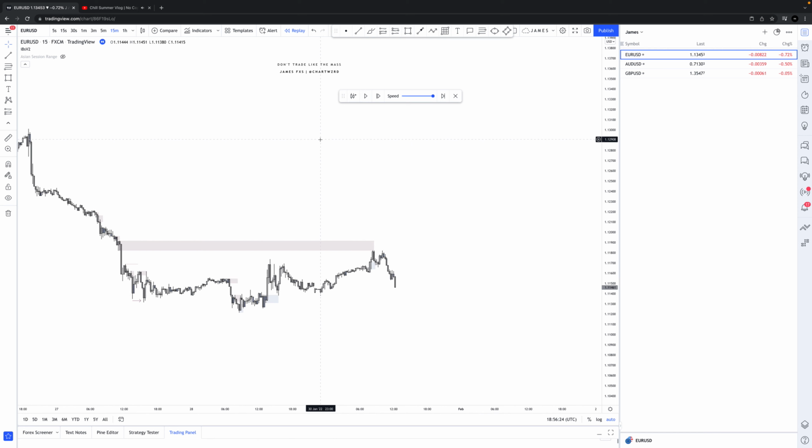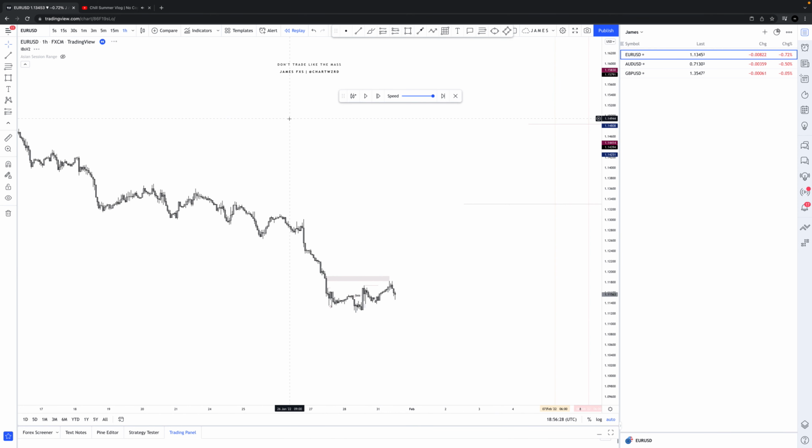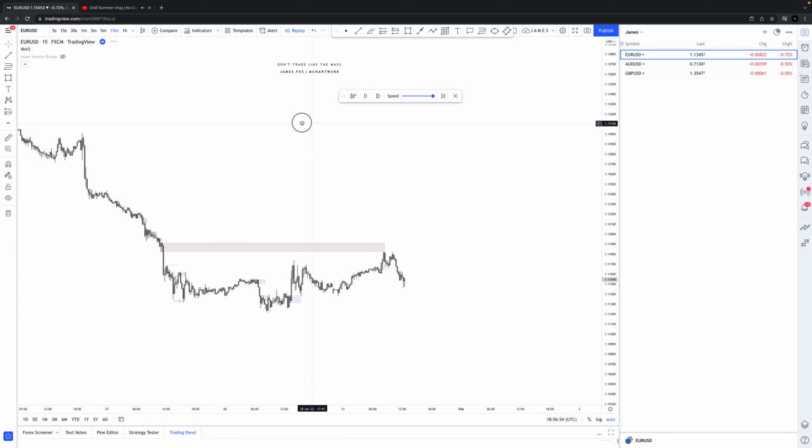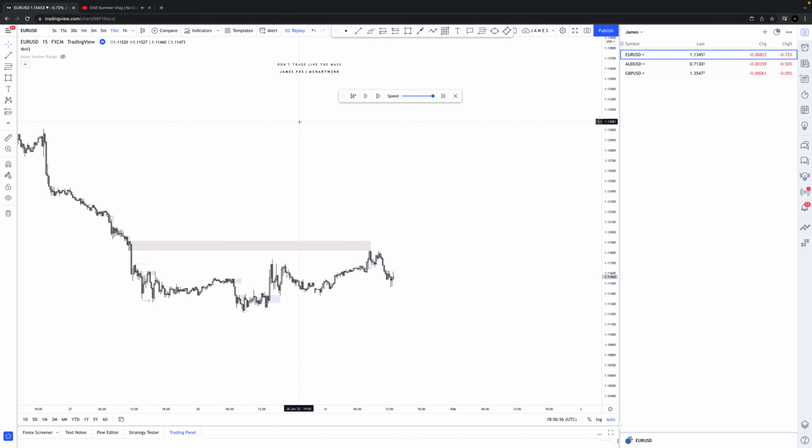Right, but carrying on, back to the hourly. Right, so this is the new high and the new low. That's the new low. Will we see price come right down into that? Let's go back to the 15. Right, let's continue. Let's see what happens.